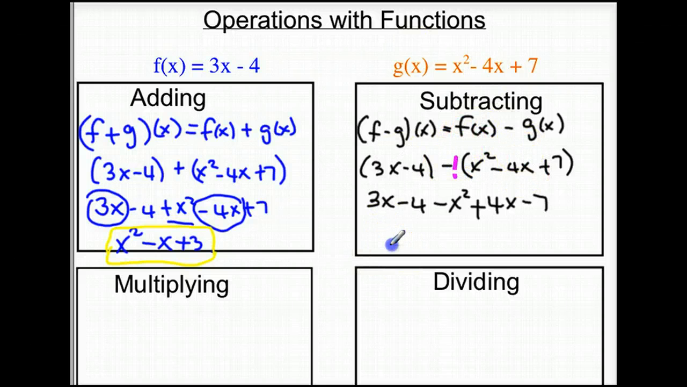So again, minus x squared. 3x plus 4x is positive 7x. Minus 4 minus 7 is minus 11. So f of x minus g of x is actually minus x squared plus 7x minus 11.